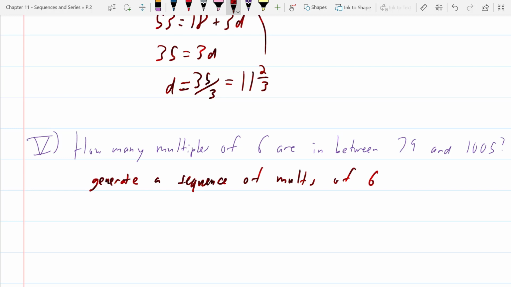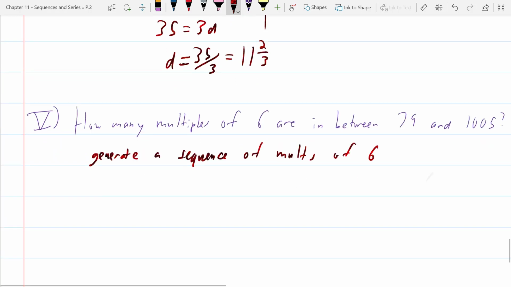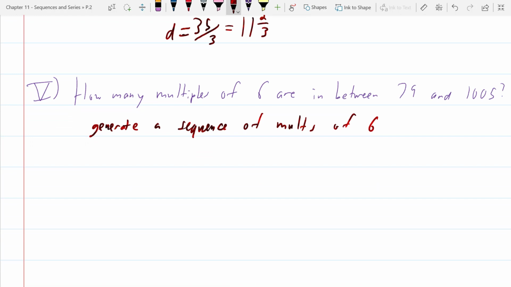So the first multiple of 6 after 79 would have to be a multiple of 3 and a multiple of 2. Well, 81 is a multiple of 3, but it's not a multiple of 2. That would be 84. So I'm going to create 84, blank, blank, so many blanks, and then we're going to finish it with the last multiple of 6 before 1005. Remember, I'm in between these two numbers, but my numbers need to be counted as multiples of 6. So 1005 is a multiple of 3, but it's not a multiple of 2. So the one right before that would be 1002.